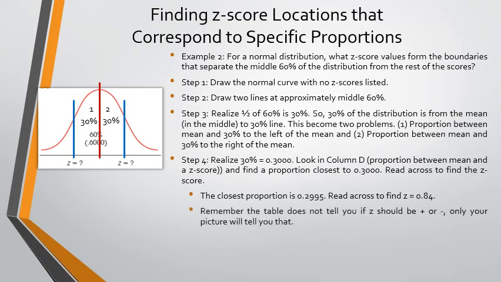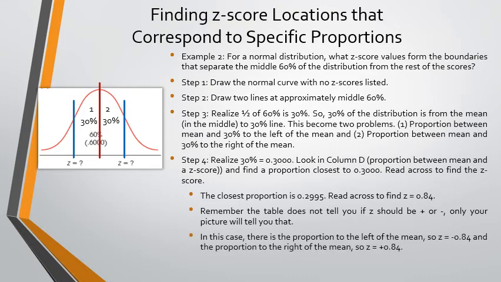Remember, the table doesn't tell you if z should be positive or negative. So in this case, for the proportion on the left of the mean, the z-score would be negative 0.84. It's 30% of the population to the left of the mean. In this particular problem, there's also 30% on the right side of the mean, so the z-score on the right side of the diagram would be positive 0.84. They're both 30%, the number's the same, your picture just has to tell you which sign goes where.